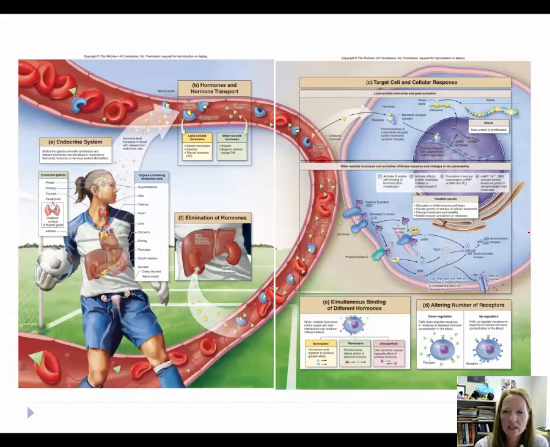So this is just a nice little picture of the summary that we just went through. We went through all of the different glands that secreted the different hormones, and then we talked about the different types of hormones we had, lipid soluble versus water soluble, and how that affected their transport in the bloodstream. And that also, of course, affected how they interacted with the cell once they got there. And then we talked about the different types of cellular responses after that.